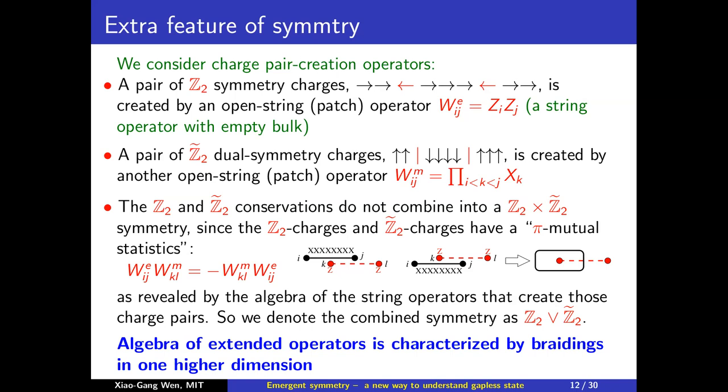We call this mutual statistics because we can view this operator order, this different order of operators, as a time ordering, viewing the vertical direction as the time direction. So this different order can be combined. It's almost like making one end of a string go around another end of a string. This is a configuration that gives mutual statistics. So we say these are two charges that have non-trivial mutual statistics. And that is the actual feature.